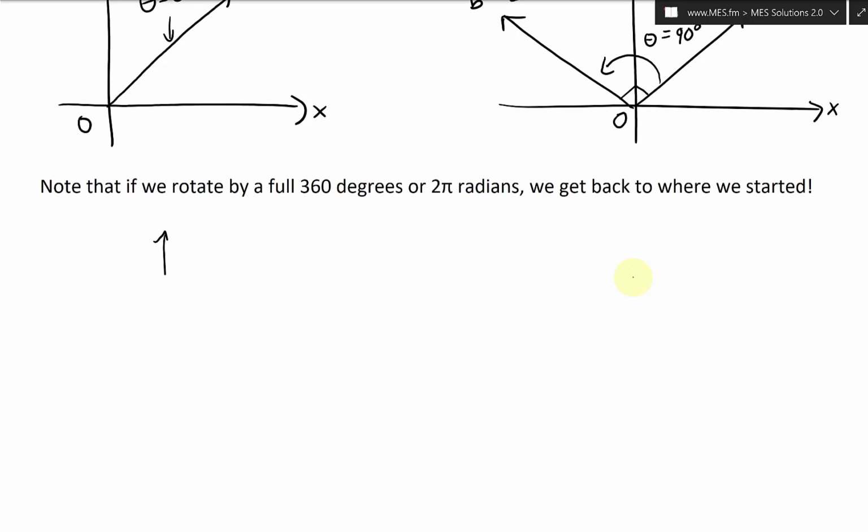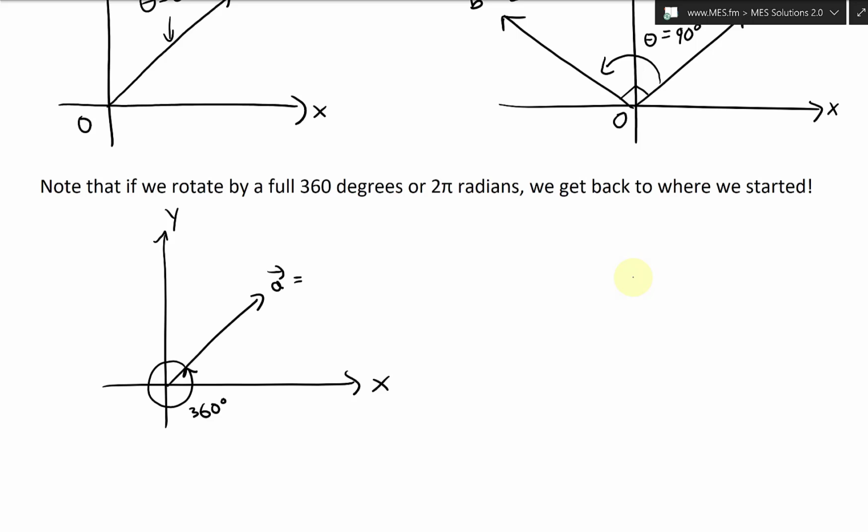So let's say we have it here, and if we make this more horizontal, x, y, we have a vector a right here. And now we start off here, so we go by a full 360 degrees, like that. This equals 2 pi radians. Put it like that, 2 pi times a.